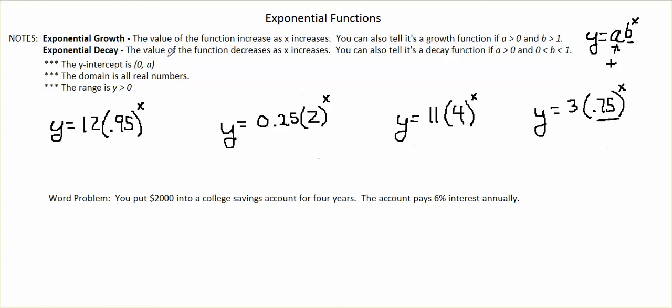For any exponential function that has not been translated or transformed, it has a y-intercept of (0, a). And I know this because if I plug in 0 for x, my b value becomes 1. Anything raised to the 0 power is 1. 1 times a is a. So when I plug in a 0 for x, I just get a out. And so my y-intercept is (0, a).